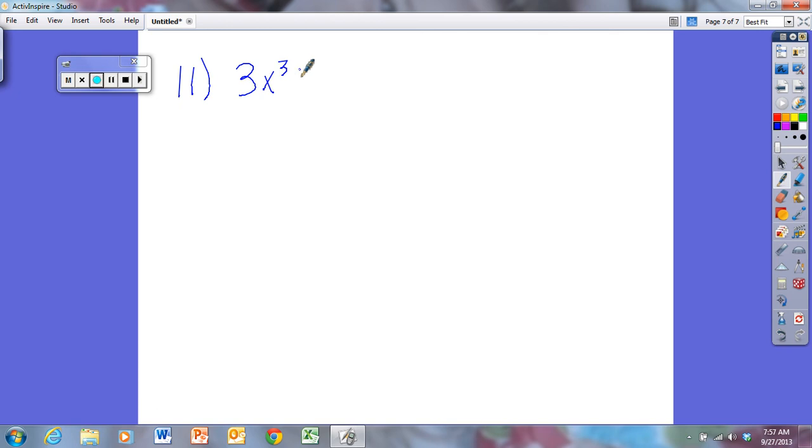3x cubed plus 18x squared minus 5x minus 25. Oh, that's a bad question. That's grouping. Sorry, we're not learning that. Sorry. You probably all wrote that down. My bad. There's no common factor there, and we're not going to talk about grouping.